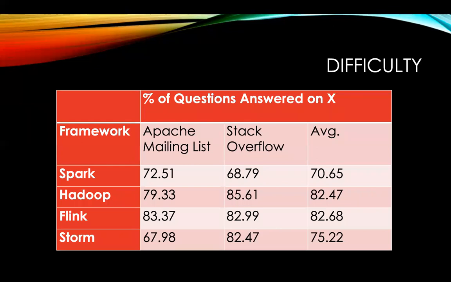Now we look at the difficulty. As you can see, the framework that received the most answers on average across both forums was Flink, with 82.68% of questions being answered on average across both the data sources. But as you can see, depending on the data source, the percentage of questions receiving an answer can change quite a lot, even for the same framework.